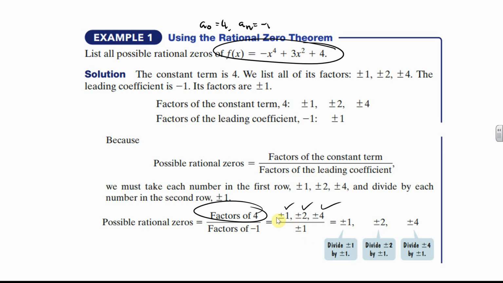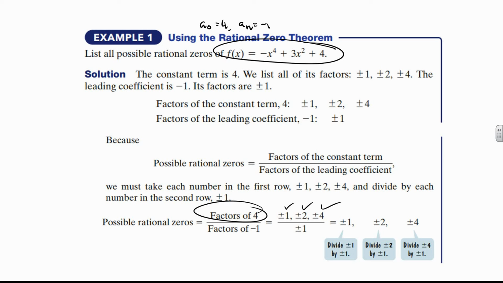So what you're going to do is divide each term in the numerator by that term in the denominator. Well, this is just plus or minus 1, so it's going to be obvious. You're dividing by 1, so it's just the numerator. Not too much to do there. But all the possibilities would be plus or minus 1, plus or minus 2, plus or minus 4. So they're saying that the zeros for this particular function would fall from this big set.